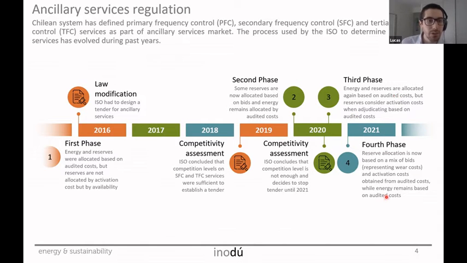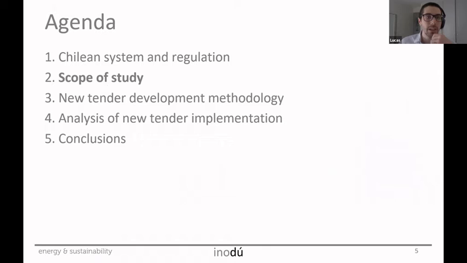Finally, the ISO modified the previously proposed ancillary services tender, removing some costs from the tender, like the opportunity cost of the reserve provision. This last tender structure was declared competitive and started to operate at the beginning of 2021 until today.